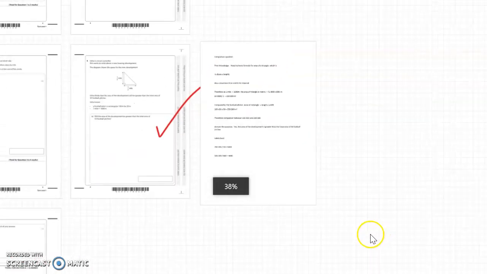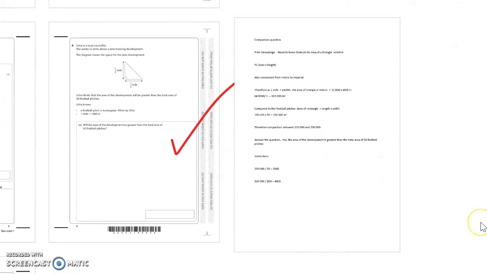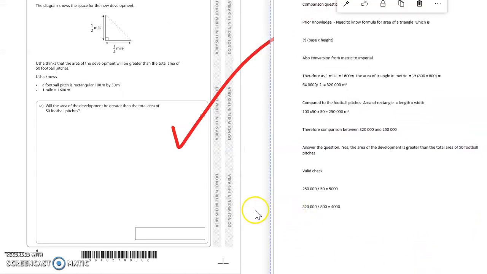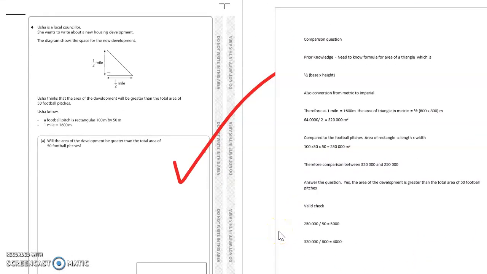Okay, so we've got one more question to have a look at. So let's find that. It's on a different page. Okay, so let me read the question. Usha is a local councillor. She wants to write about a new housing development. The question shows the space for the new development, and we've got a sketch of that. Usha thinks that the area of the development will be greater than the total area of 50 football pitches. Usha knows that a football pitch is rectangular, so that's important information there.